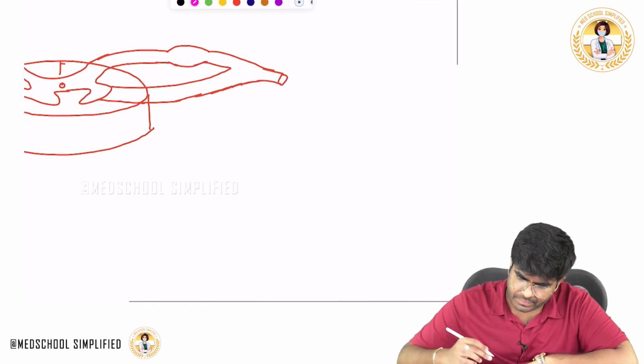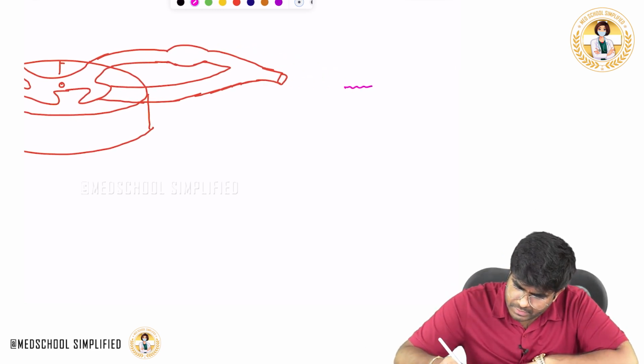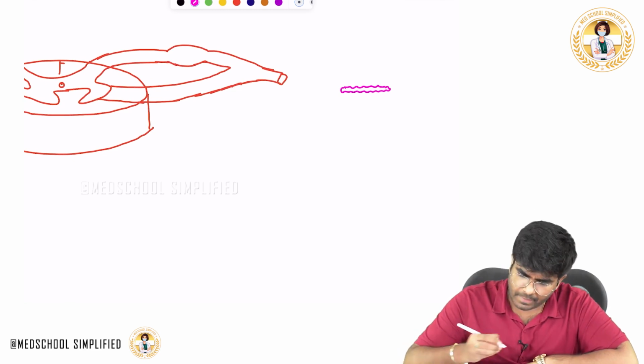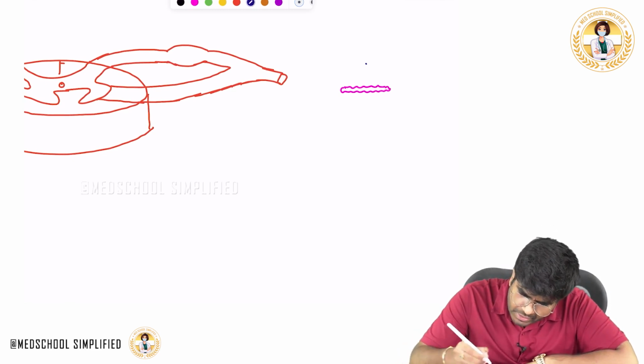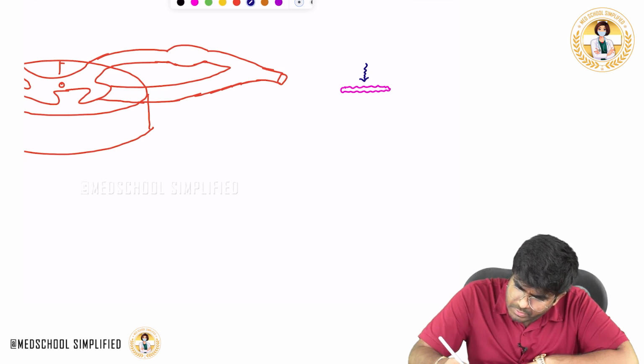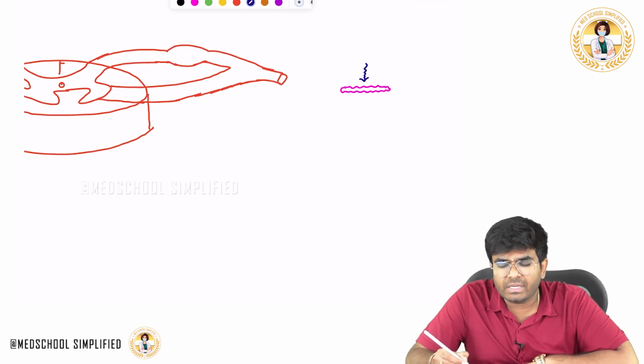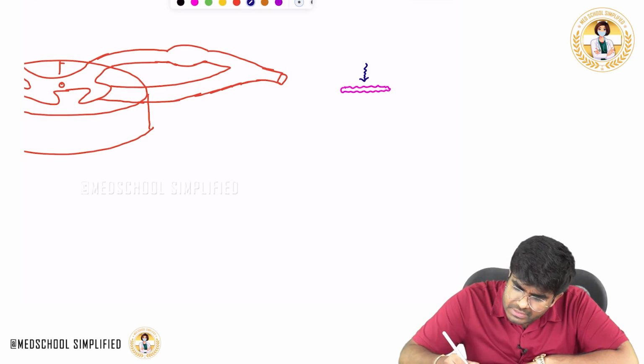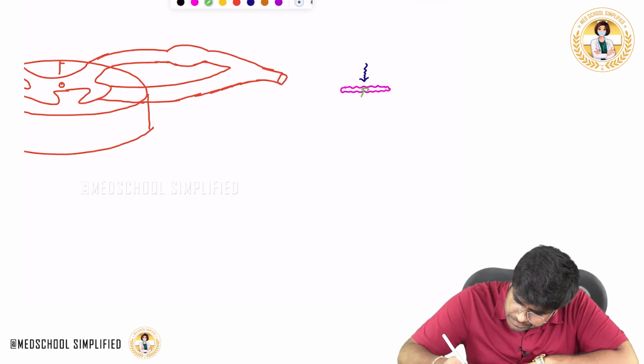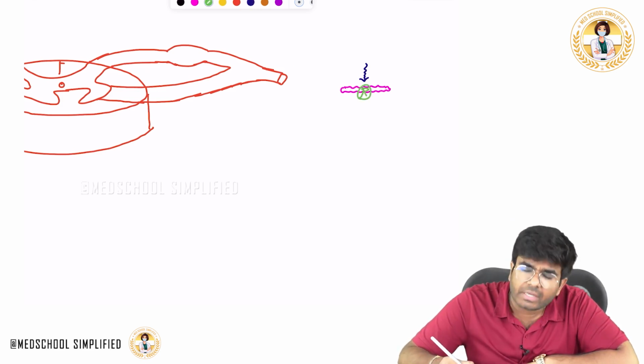Now for better understanding, let me give you more details. Imagine here is your skin. Now someone comes and touches your skin, someone is giving the stimulus. When someone touches your skin, what happens? First the receptor is going to be activated.